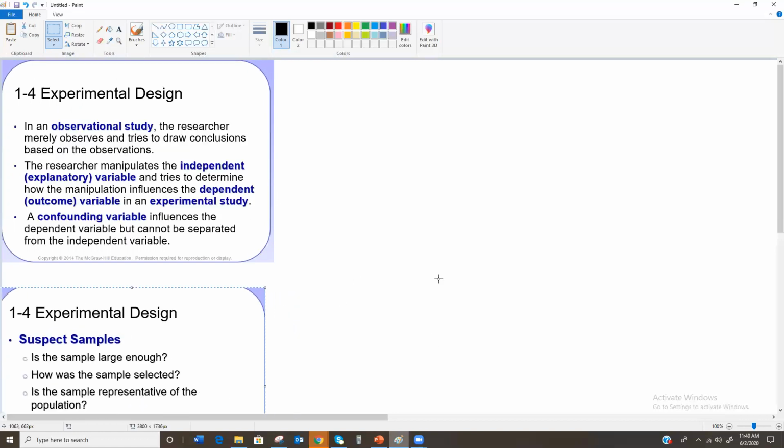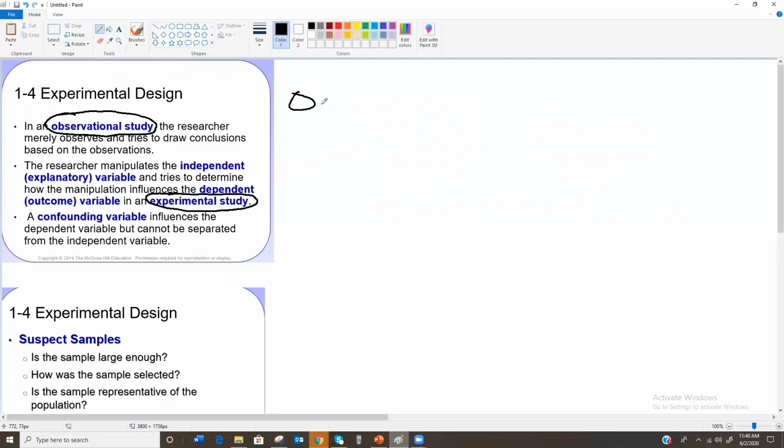Okay, so let's talk about experimental design next. There are two types of studies. There are observational studies, and that is where the researcher just observes and tries to draw conclusions on the observations. And then there is, I don't like the way they have these sentences set up, so I'm going to circle this. So this whole next paragraph is talking about an experimental study.